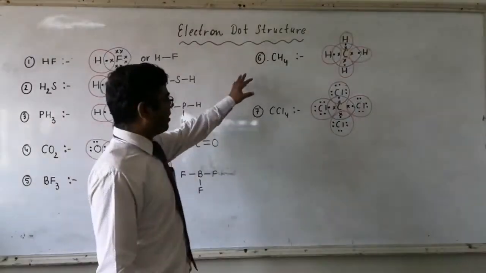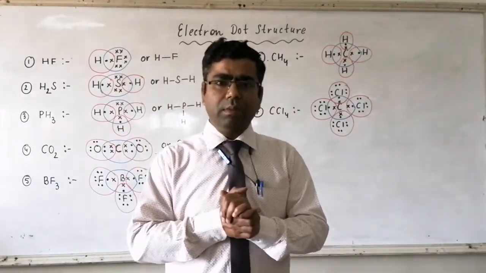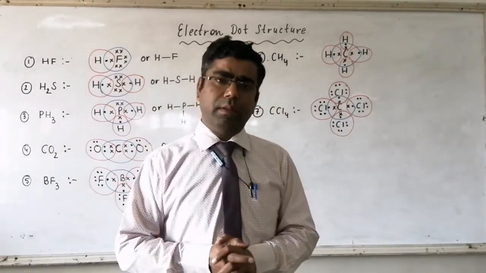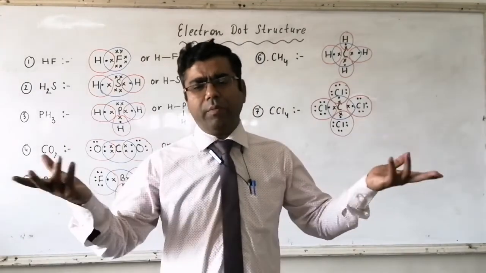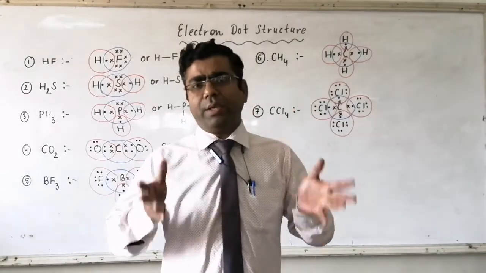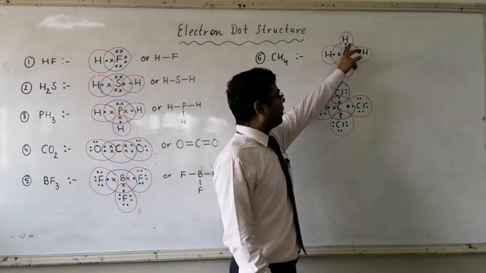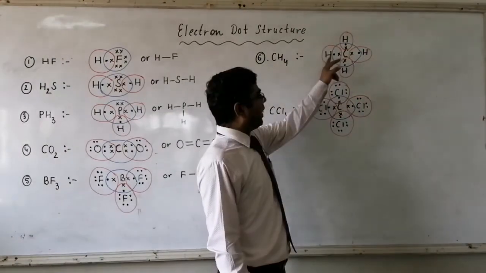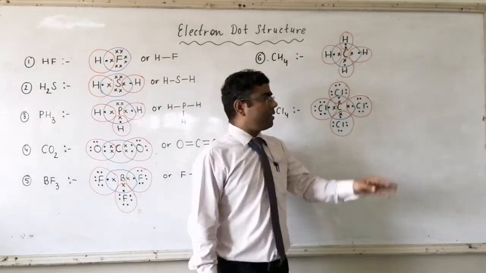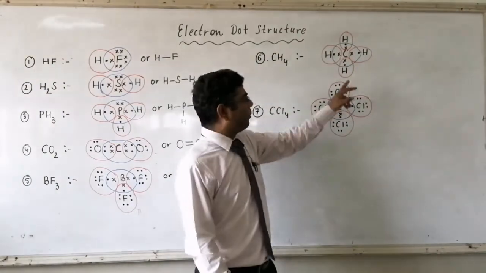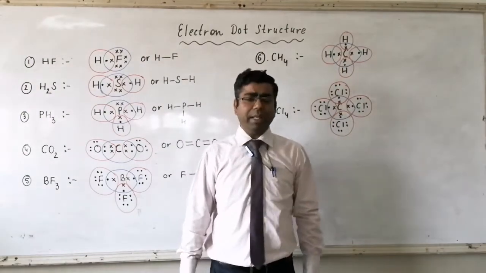Then we have CH4, methane. Carbon is the central atom, hydrogen is the surrounding atom. It's very simple to draw the electron dot structure. H has only one electron, so H can share its one electron with the one electron of carbon. So here H is sharing its one electron with the electron of carbon. H is completing its duplet while carbon is completing its octet. There will be formation of a single bond between carbon and hydrogen.